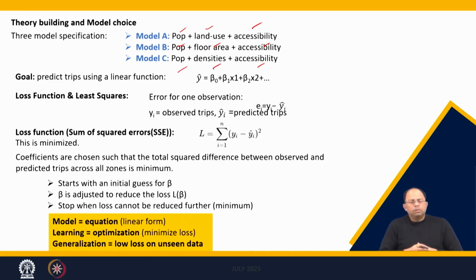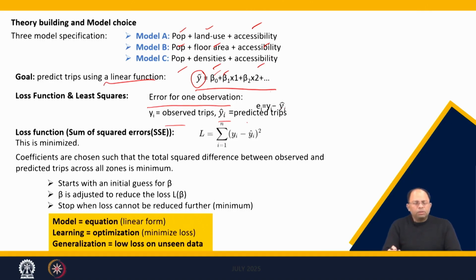So the goal is to predict trips using a linear function. This is the linear function, and what we are trying to do is find the best possible value of beta or betas, so that the predicted value is as close as possible to the observed value. So that is what we are trying to do first. The error for each observation is the difference between the observed and the predicted value, that is e_i equals y_i minus y cap i.